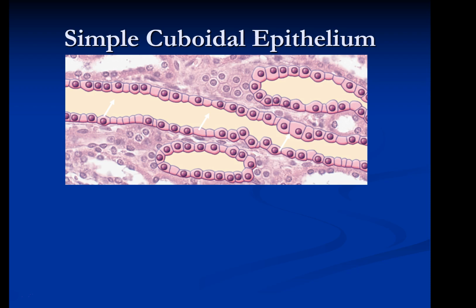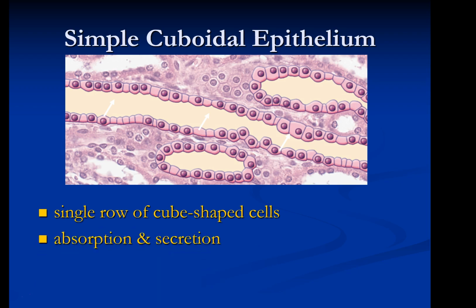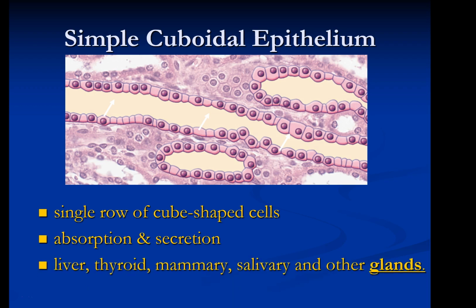It's not concerned about protection. It's not concerned about abrasion resistance. Okay? Single row of cube-shaped cells, and the function is absorption and secretion. Now, in our body, the things that usually produce secretions are called glands. So you tend to find these in the mammary gland, salivary glands, thyroid gland, liver, which isn't a gland but does produce secretions, or any other gland, is where you're going to find simple cuboidal epithelium, because that's where we're producing the secretions.